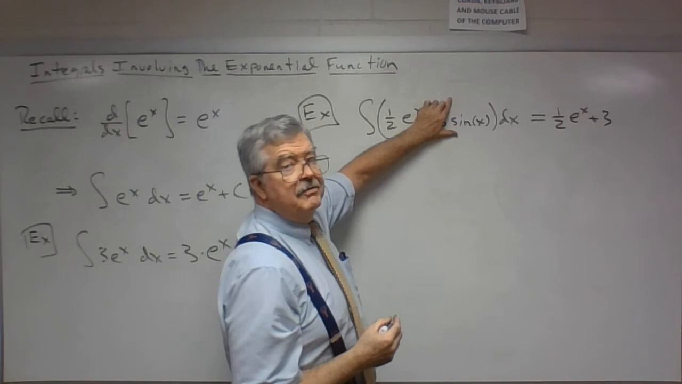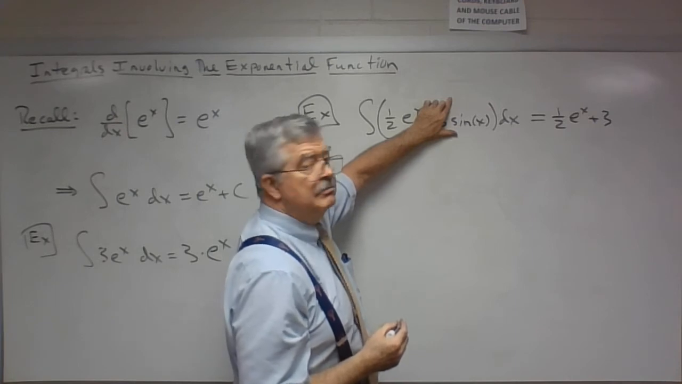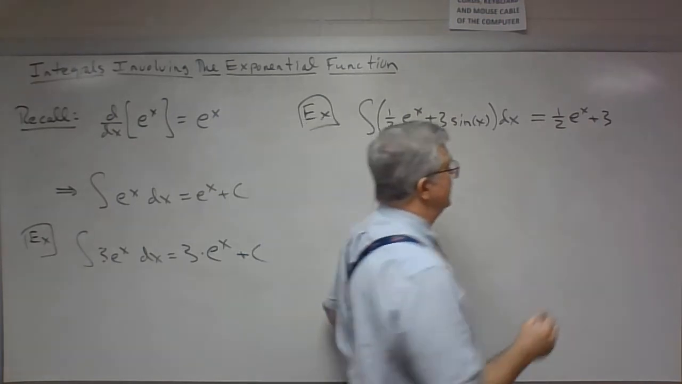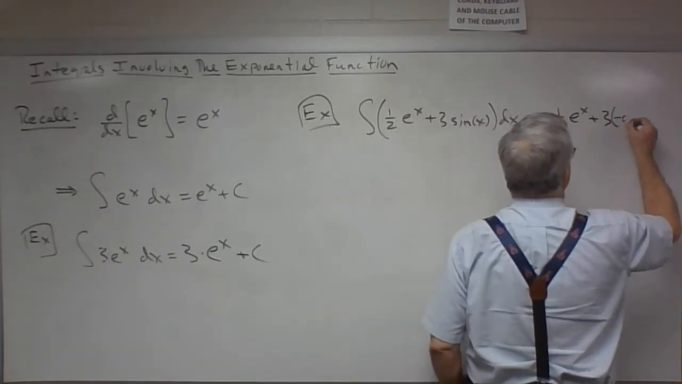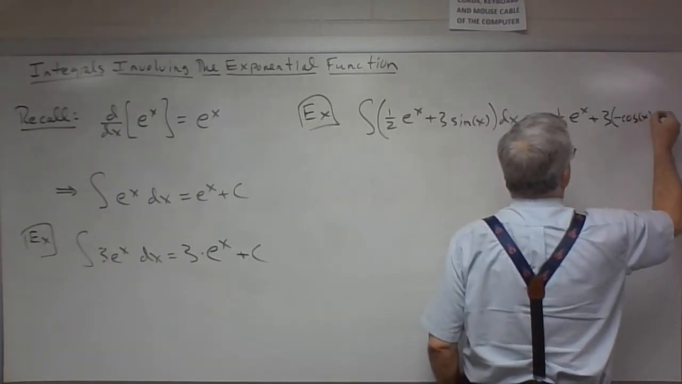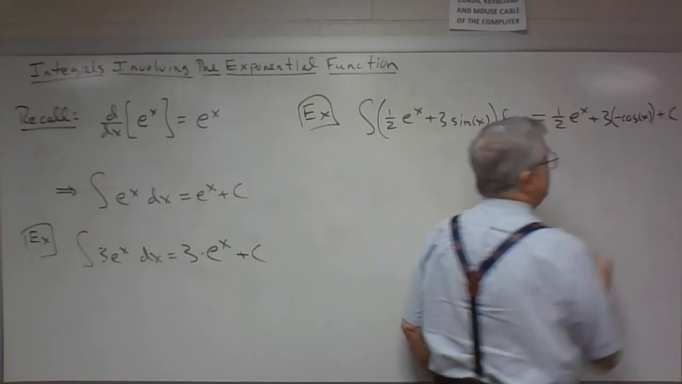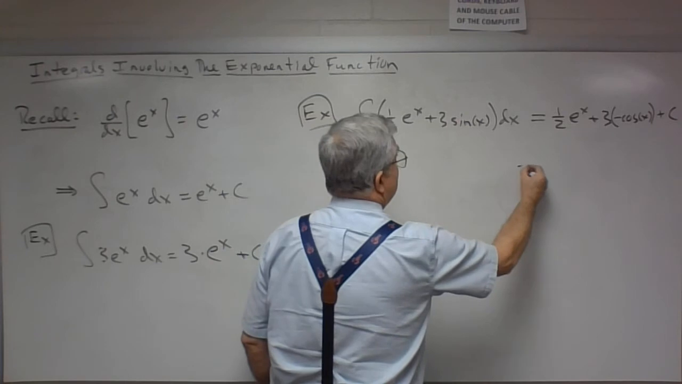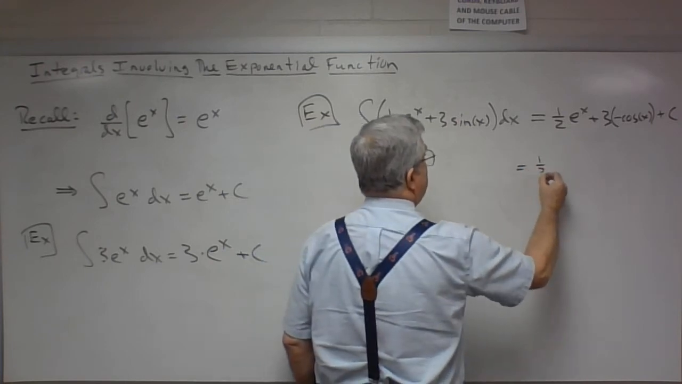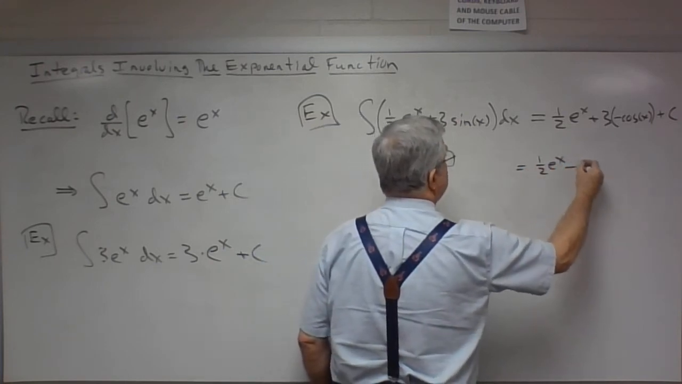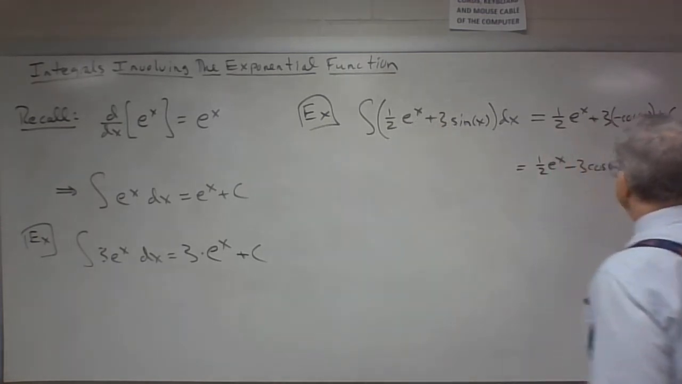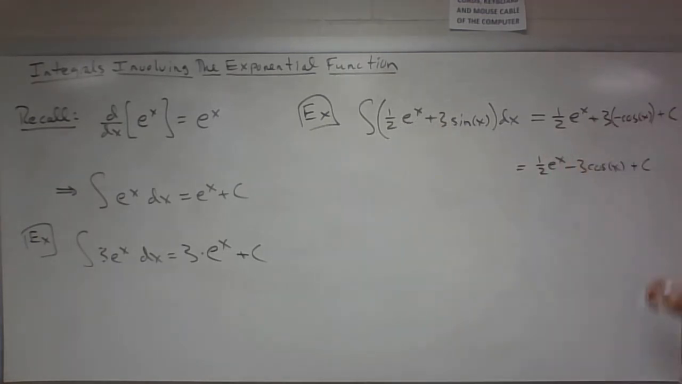The antiderivative of sine of x, what is it? Negative cosine of x, right? Negative cosine of x. And then we add the plus c. And that gives us 1/2 e to the x minus 3 cosine of x plus c.